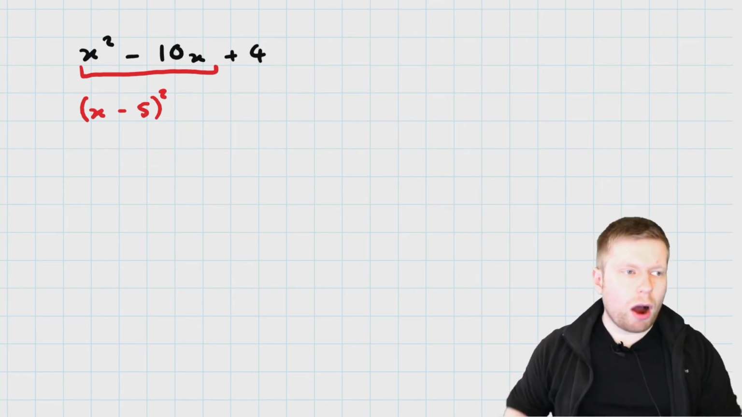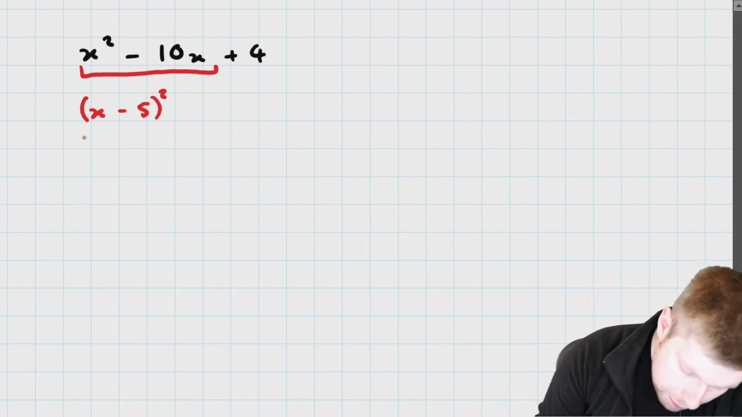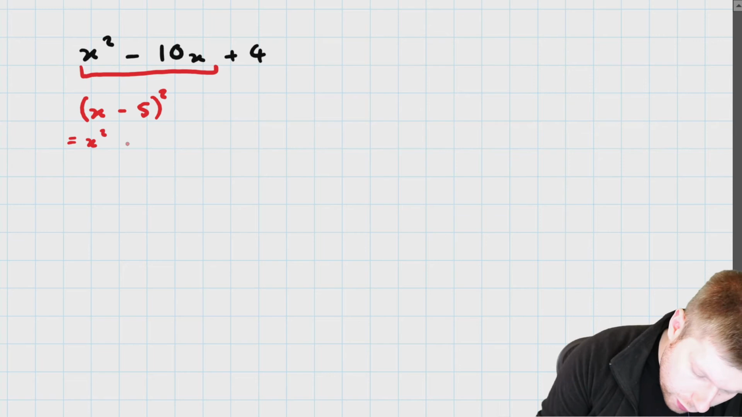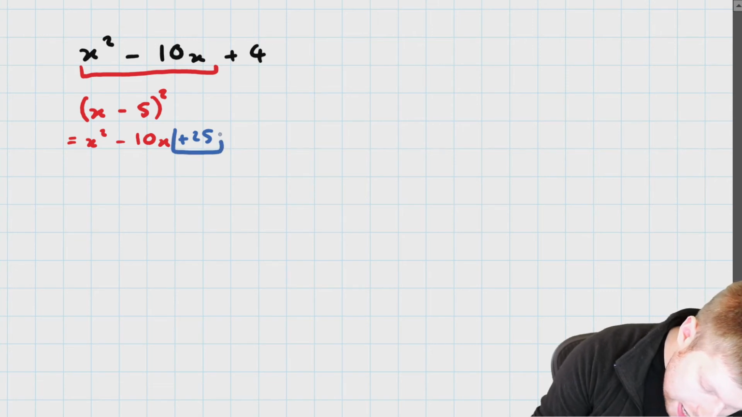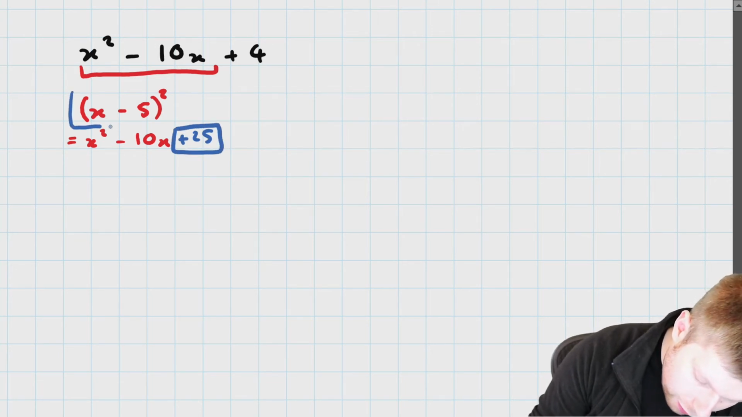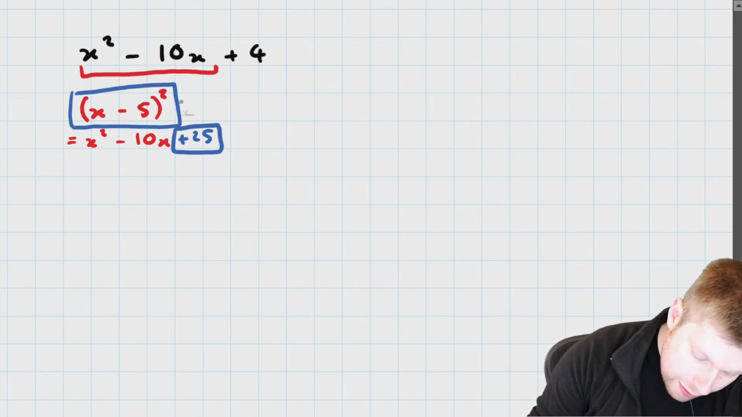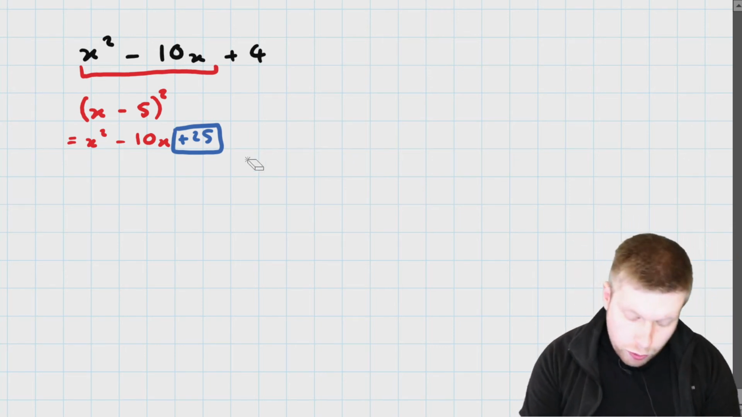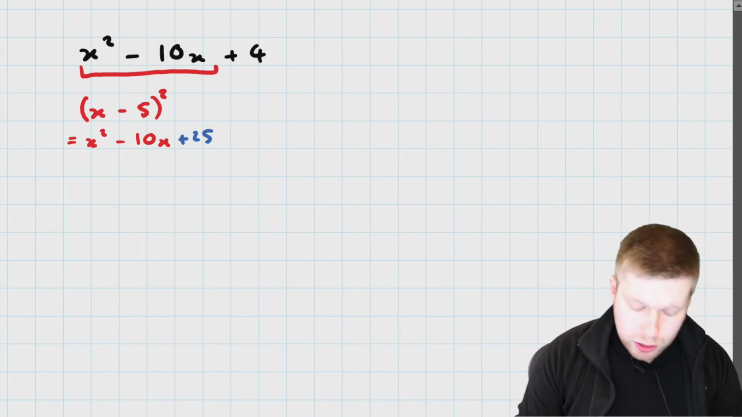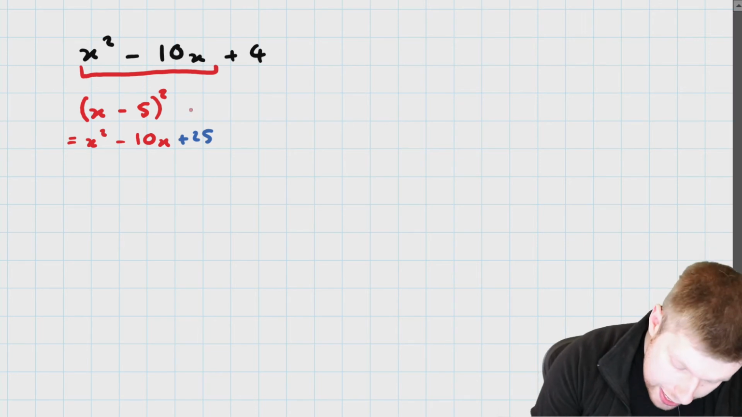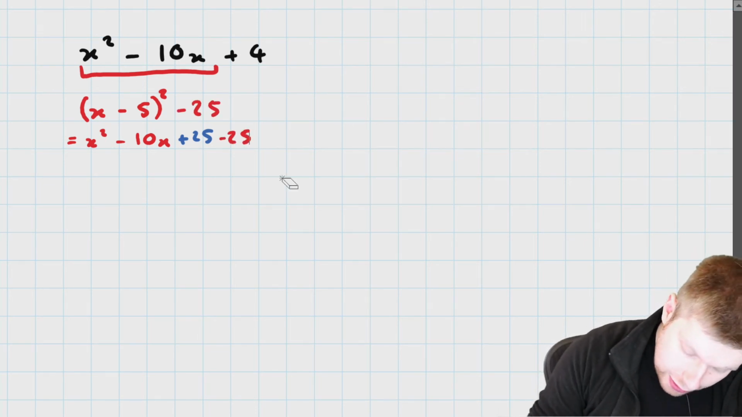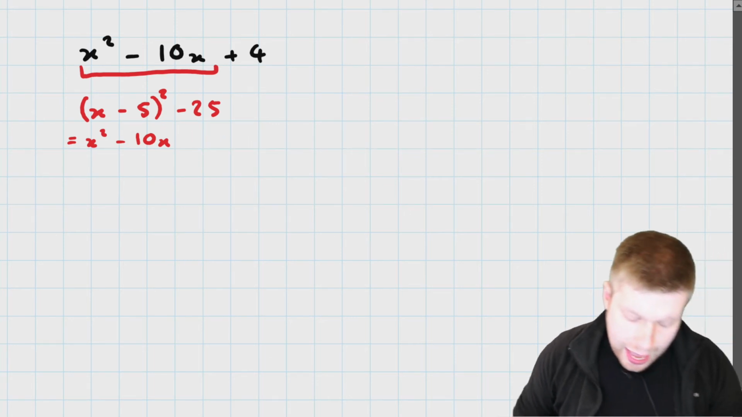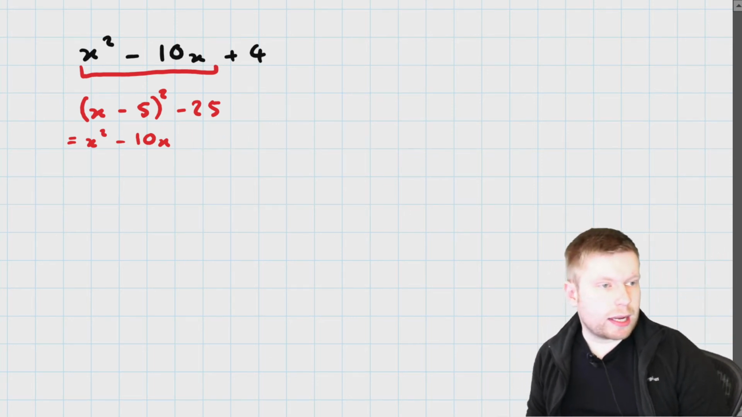Okay, but I can't just deal with it like that because, of course, if I was going to expand this out, it's going to give me x squared minus 10x, which is exactly what I want, but then I'm also going to get plus 25, which is what I really don't want. So if I expand out the x minus 5 all squared, this is what I'm going to end up with. But I don't want the positive 25 there. So what I'm going to do is take away 25. Because of course if I take away 25, those 2 things cancel, and I'm just going to be left with the x squared minus the 10x, which I wanted at the beginning.